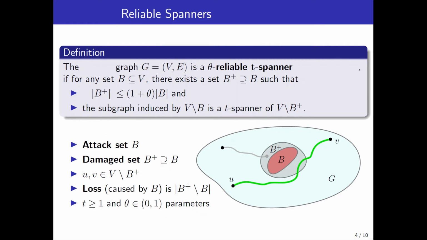So let's see the formal definition. Graph G is a theta reliable t-spanner if for any failure set there exists a damage set such that the size of the damage set is small, and for any pair of points outside of this damage set there is a t-path in the residual graph.